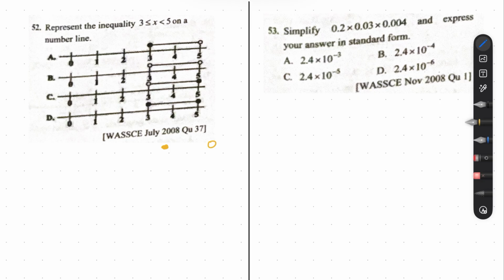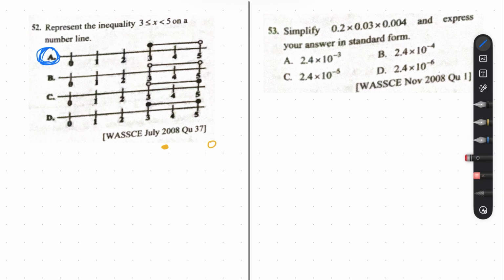So let's check A. We have 3 to be shaded, that means it's inclusive, that's what we are looking for, okay? And 5 is not shaded, that is what we are looking for. So A is correct. That is our answer. We don't even need to look further, right? Let's go to question number 53.